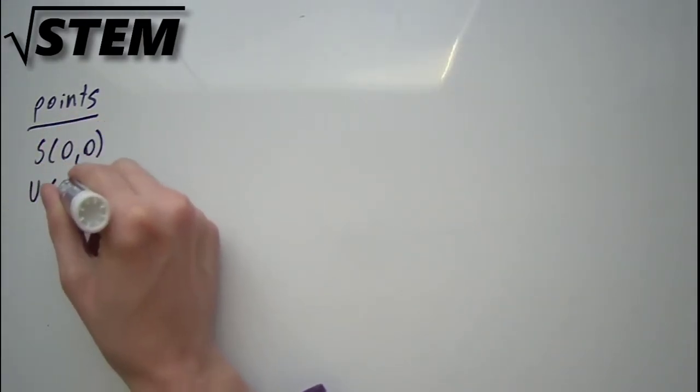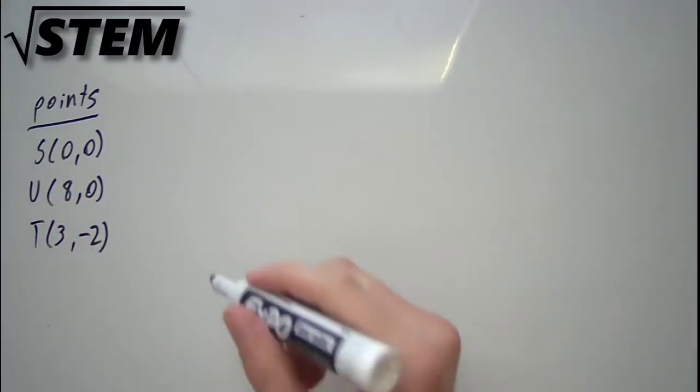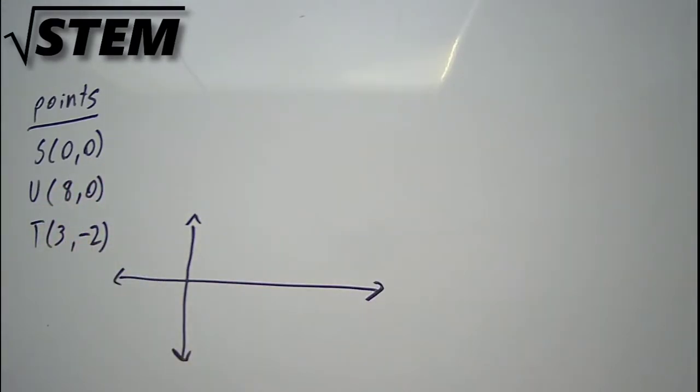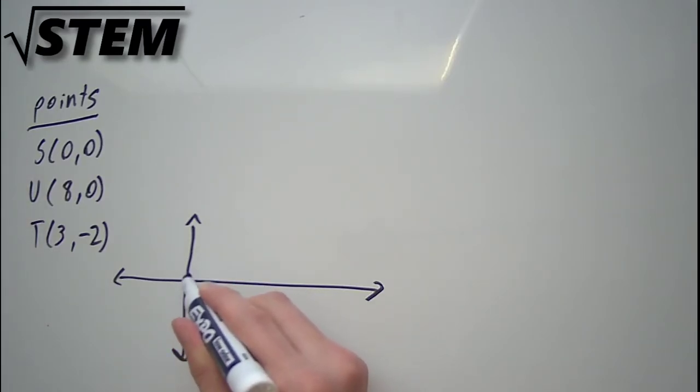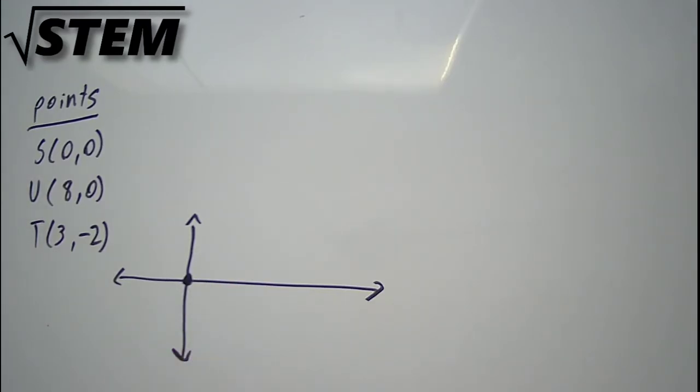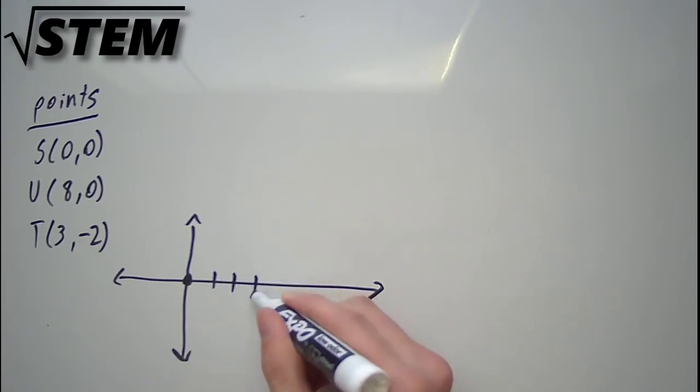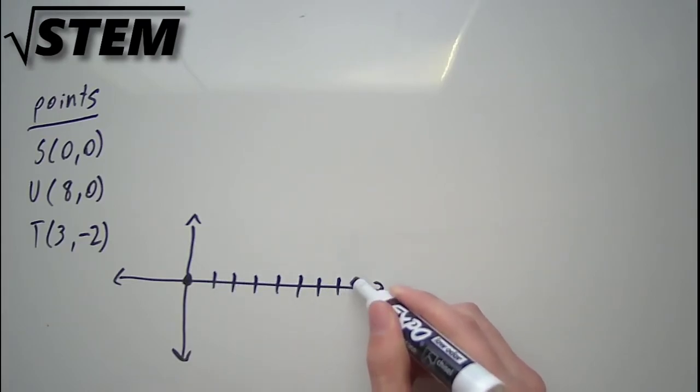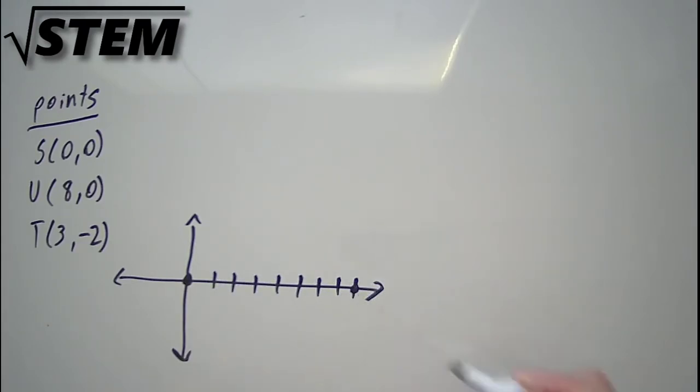Alright, let's do one more figure. Okay, let's get to graphing these points. So we see that point S is at 0, 0, right at the origin. Point U is at x equals 8, all the way over here. And point T is at x equals 3 and y equals negative 2.